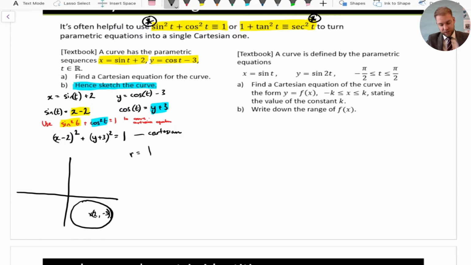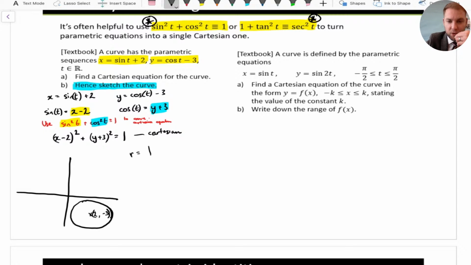So let's have a look at this next question then. A curve is defined by the parametric equation x is equal to sine t and y is equal to sine 2t. Find a Cartesian equation of the curve in the form y is equal to f of x, where minus k is less than or equal to x, is less than k, stating the value of the constant k. Write down the range of f of x. So we're stepping up quite a bit here.